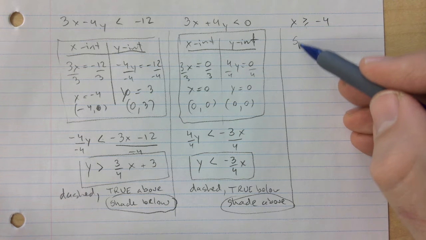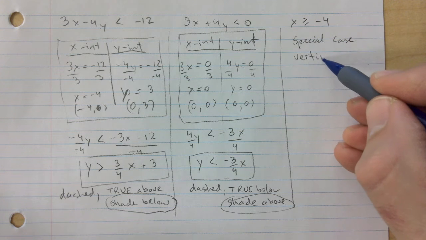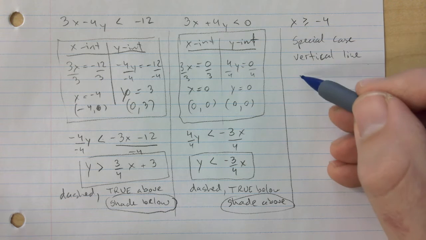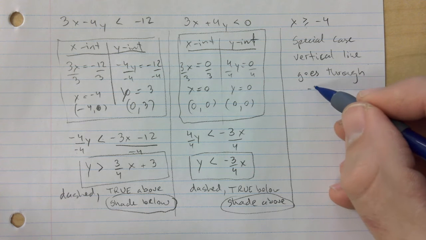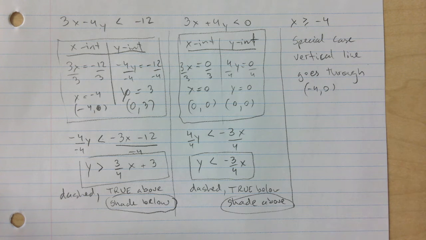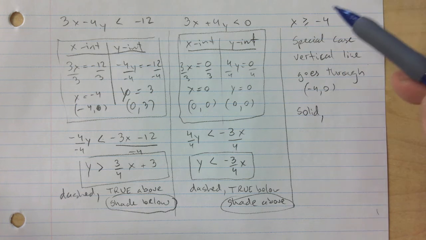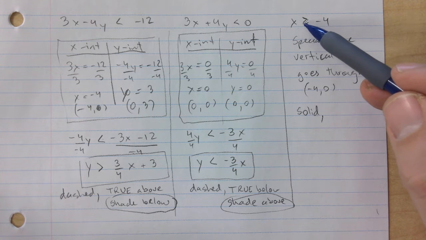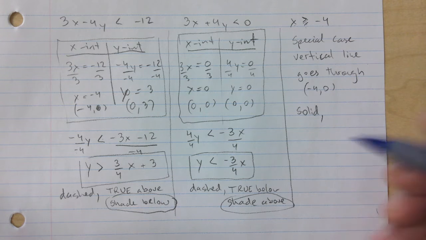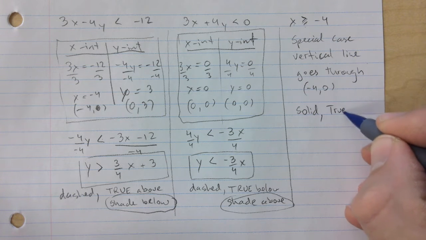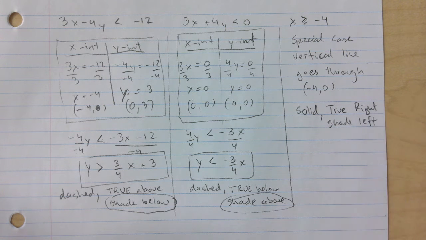This one is a special case. Look in your notes for that. It's a vertical line. Goes through -4, 0. It's going to be solid just by looking at that. Where's the true region when it's greater than, and it's just x? It's either right or left. It's right, okay? True right, shade left, okay?